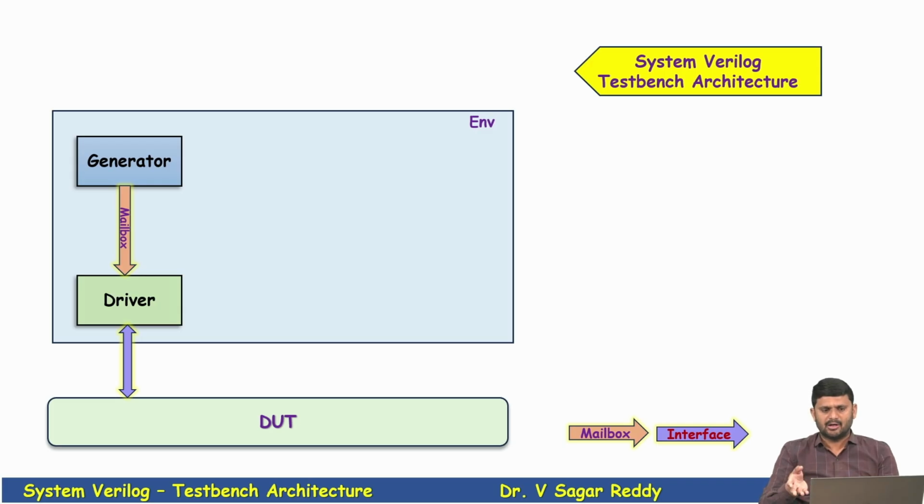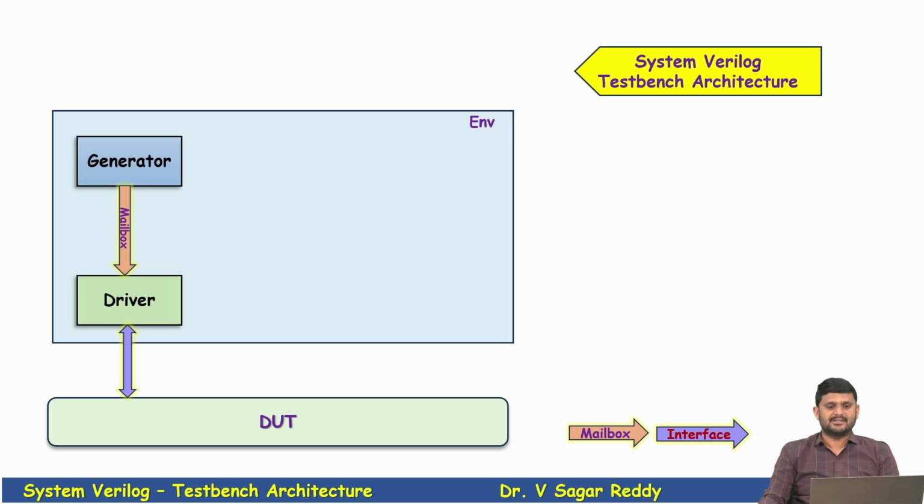Let's talk about both. Here you can see the mailbox, shown as an orange vertical arrow labeled mailbox. It is a built-in SystemVerilog inter-process communication mechanism, and it works like a message queue. The generator puts a transaction in, the driver picks it up, and both run as separate parallel processes. So the generator keeps producing transactions while the driver is still processing the previous one. It is non-blocking, efficient and clean.